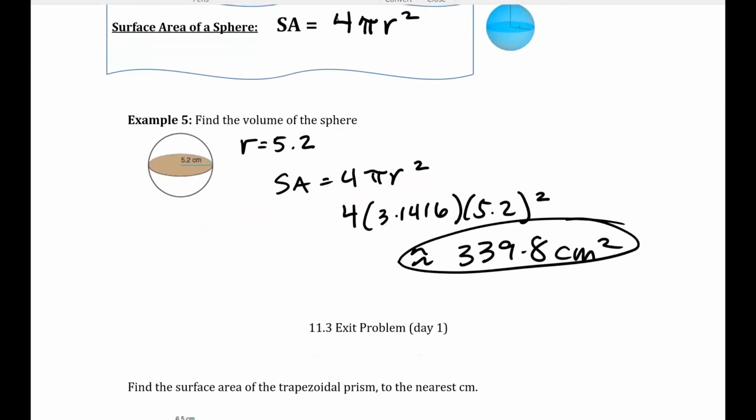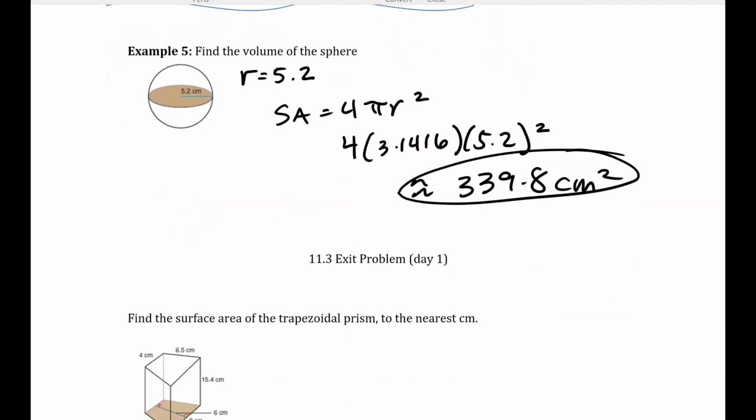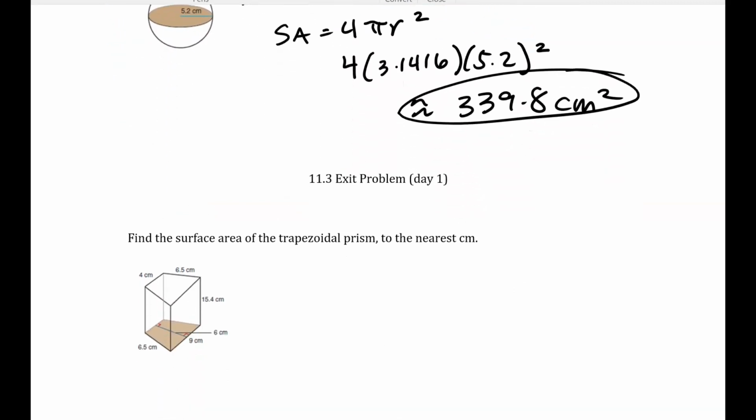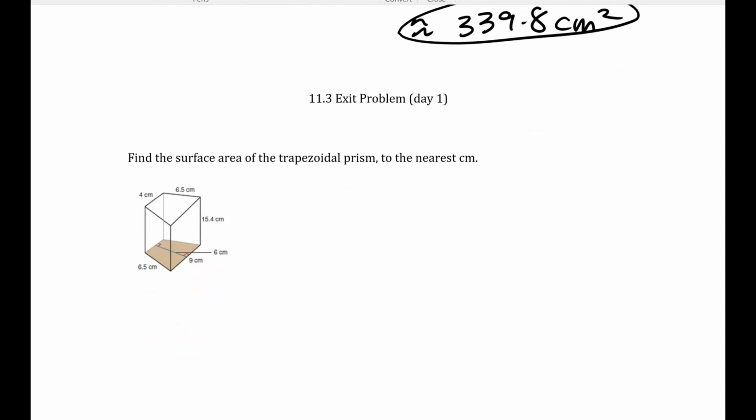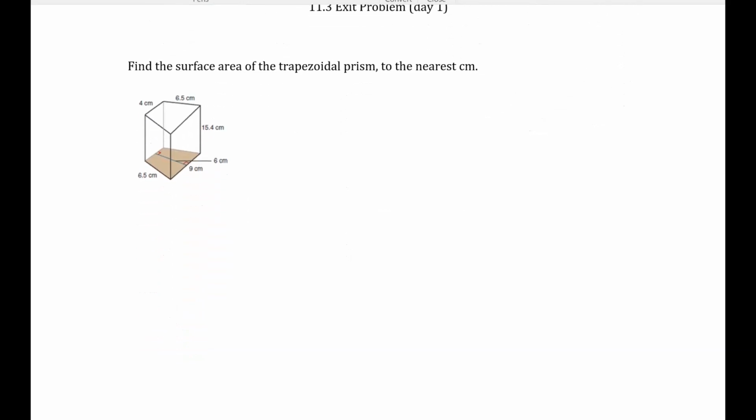I'm actually going to go through and do the exit problem. So this would be a really good opportunity to pause the video and do this yourself, and then restart the video and see if you got it right.